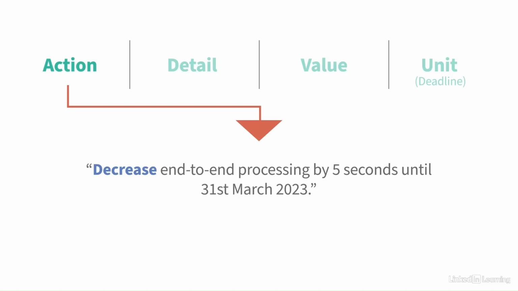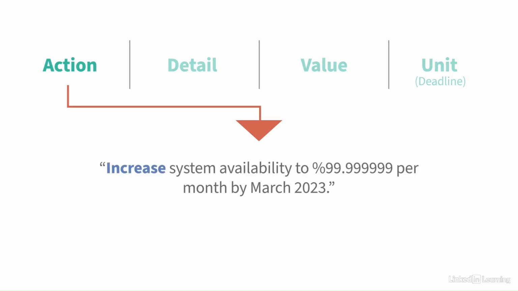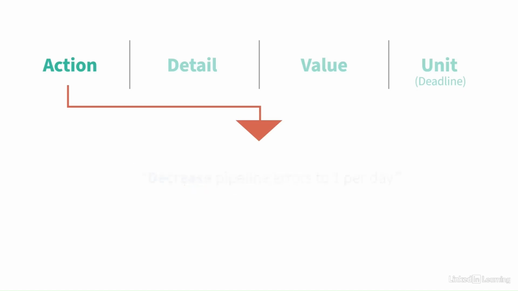Very clear. The other way around as well: increase system availability to 99% per month by 31st March 2023. Right? You need to increase. What do I need to increase? System availability. You could add another detail here, for our database, to 99.99% per month. So this is measured per month, and 99% needs to be available in each month by 31st of March.